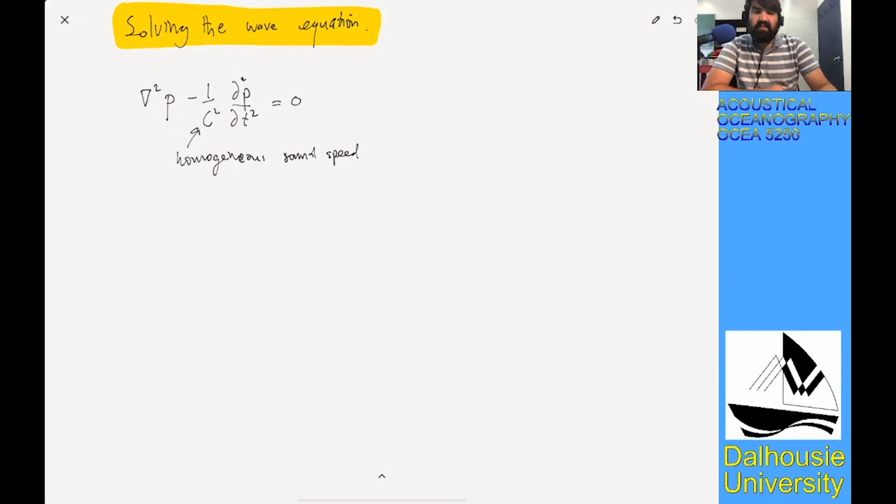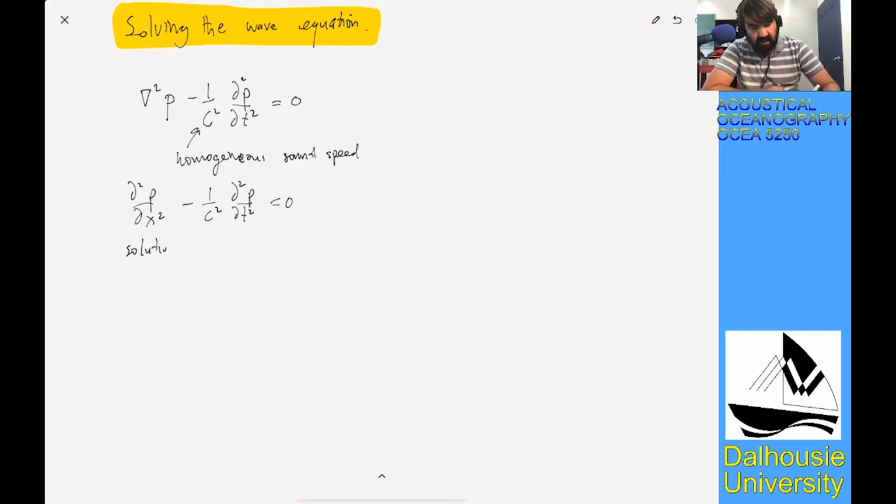So let's make our life a little bit easier and just write it down in one dimension. So we'll have the second order derivative in x minus 1 over c squared. So maybe that's a little more comfortable for you. And right away, of course, we can do the most wonderful thing ever in mathematics and physics. You say, there's a general solution. There's a general solution by inspection.